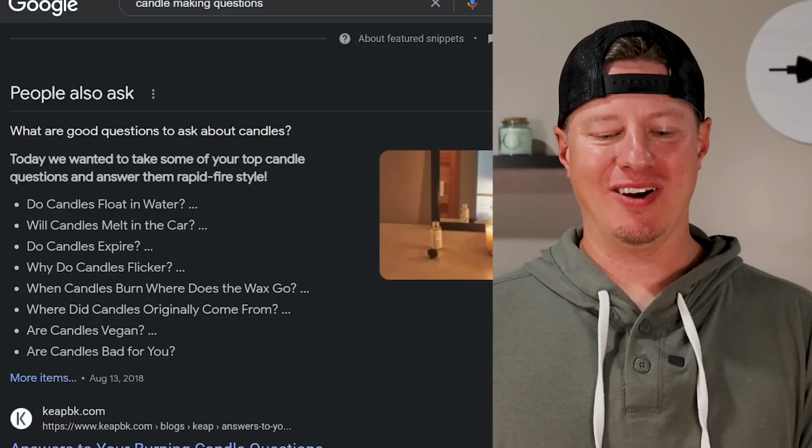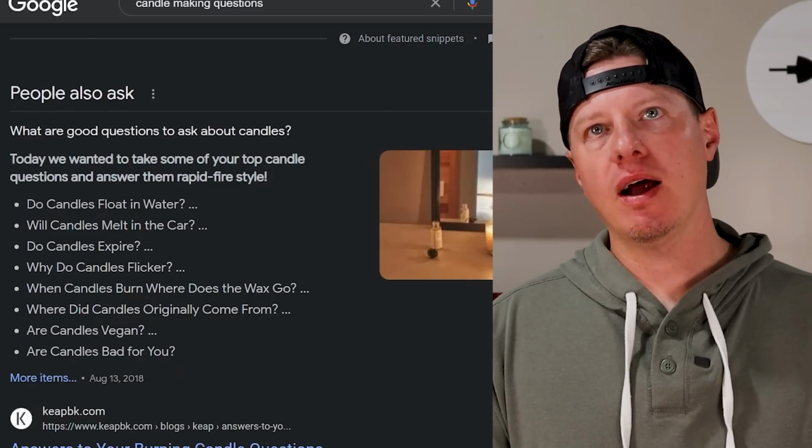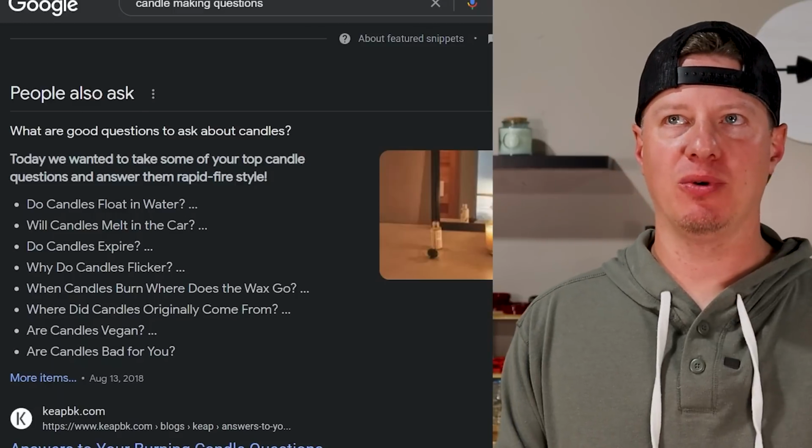When candles burn, where does the wax go? All right, a little scientific, but I'll do my best here. So basically, the process is called combustion. And the way that works is it takes a fuel source combined with oxygen. In this case, the fuel source is wax, the wax in your candle. And then when it reacts with the oxygen, which is at the flame, that's when it does combust and it changes to a gas, water vapor, and so on.